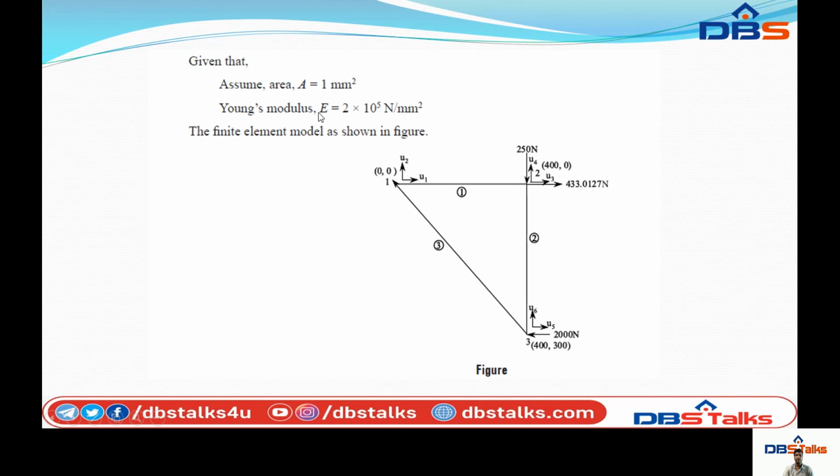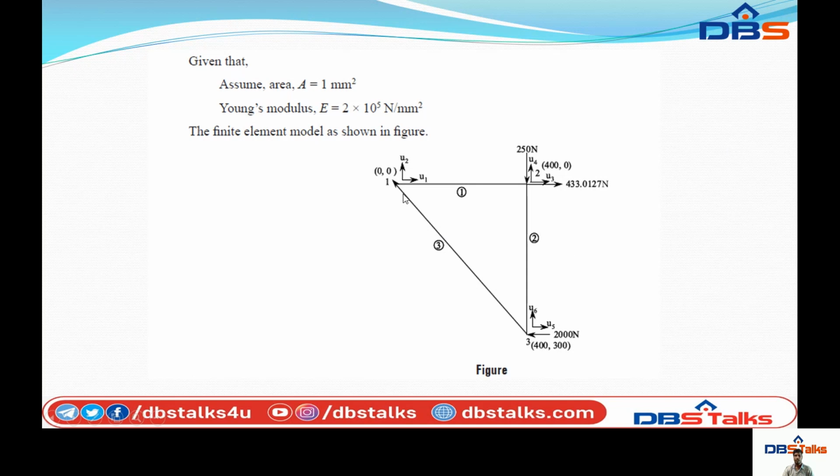and Young's modulus will be capital E. We already know that Young's modulus is denoted by capital E, which equals 2 into 10 to the power of 5 Newton per millimeter square. Here I am assuming these two values, because they do not give the properties like area and Young's modulus in the problem. After that, the finite element model is as shown in the figure.